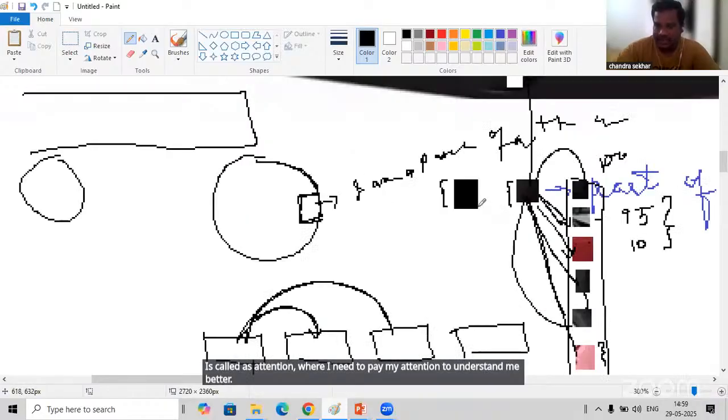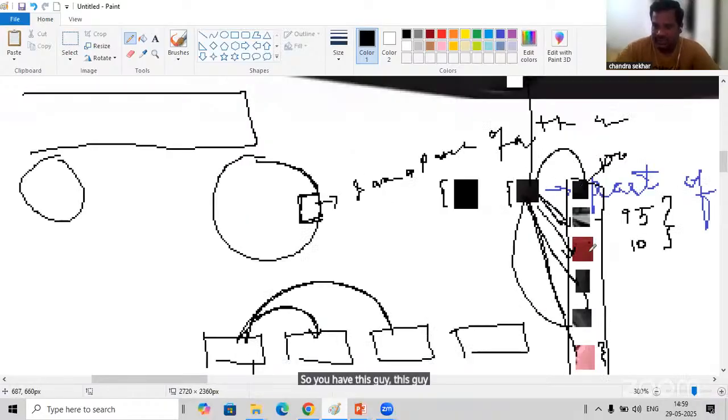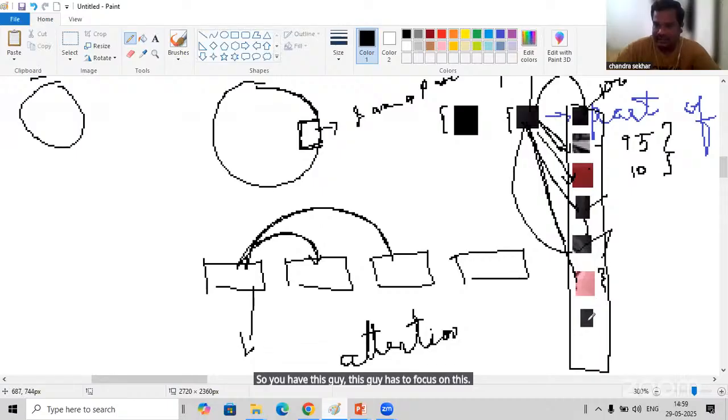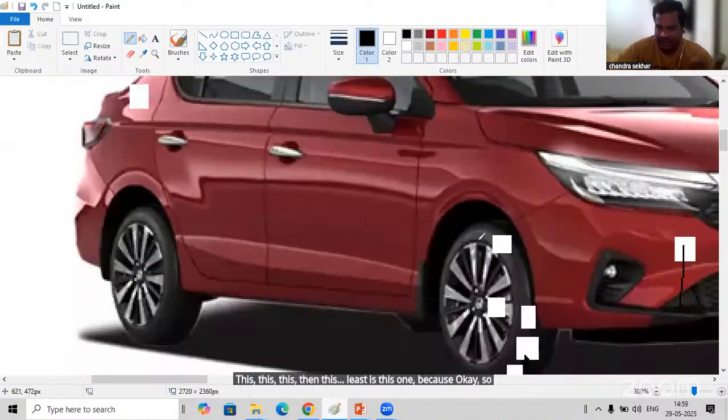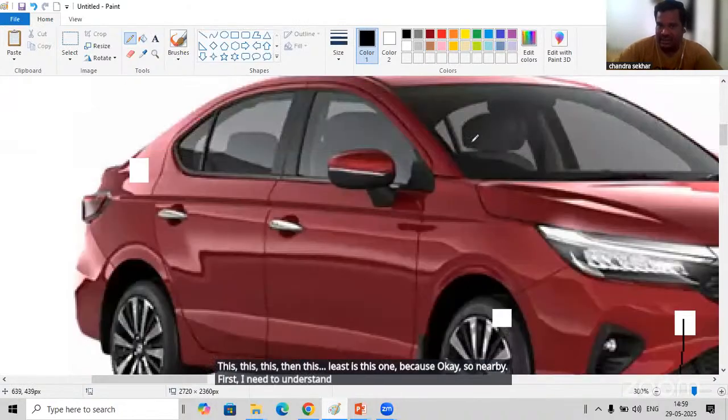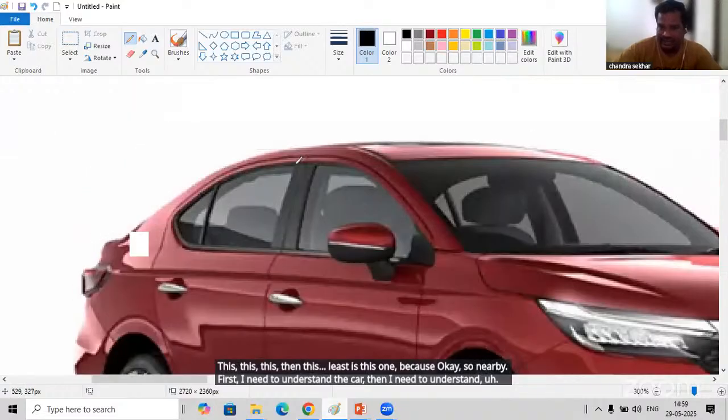So this guy has to focus on this, this, then this, least is this one. Because nearby, first I need to understand the car, then I need to understand the tire, and then I need to understand the car context.